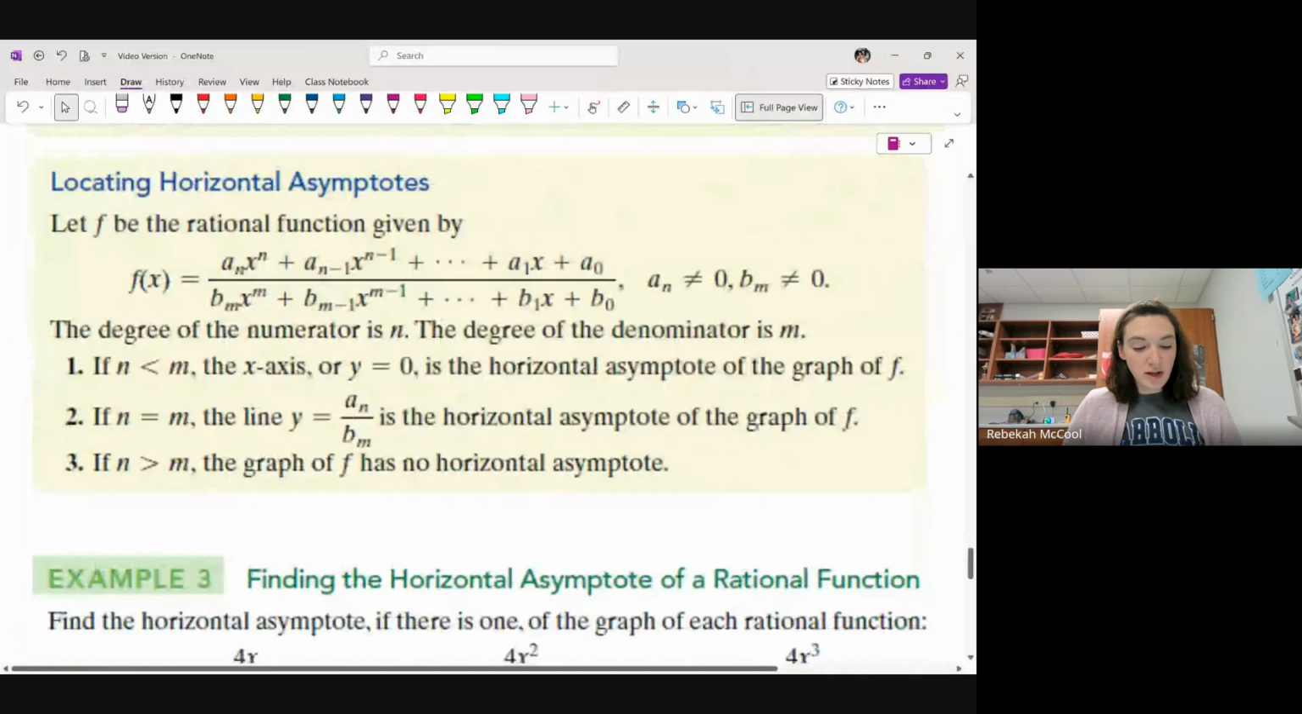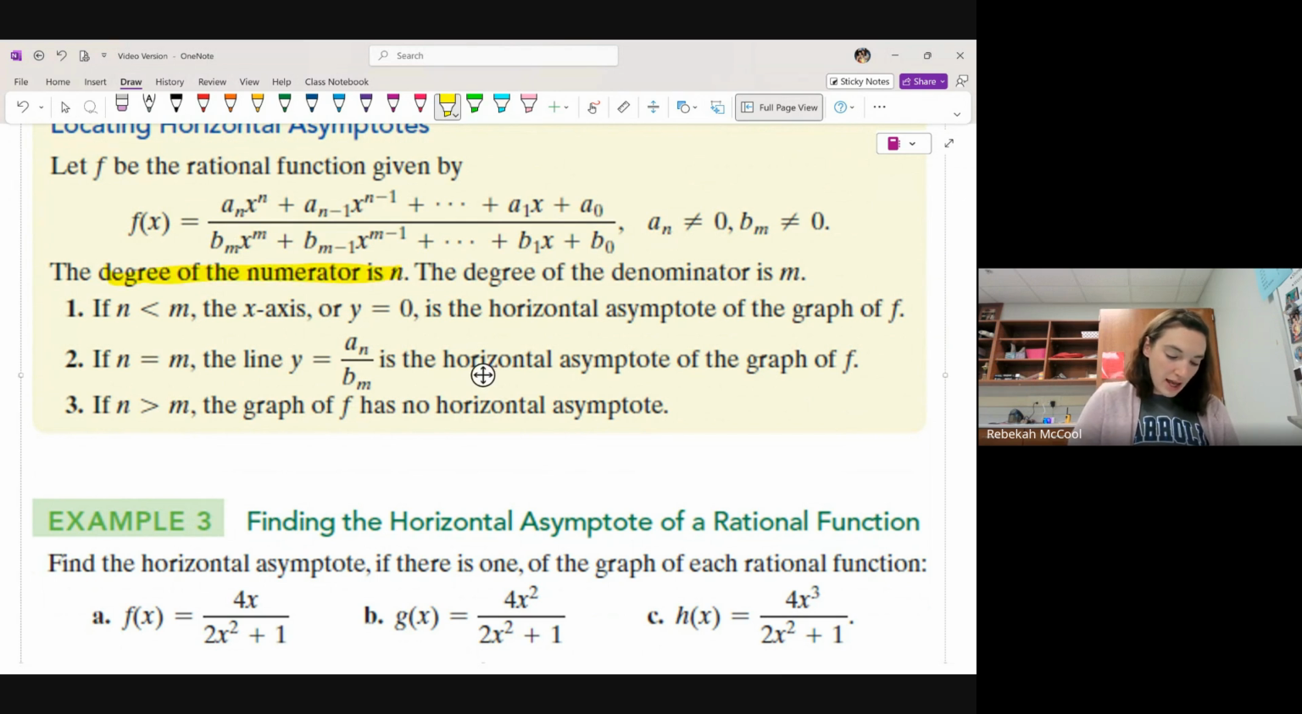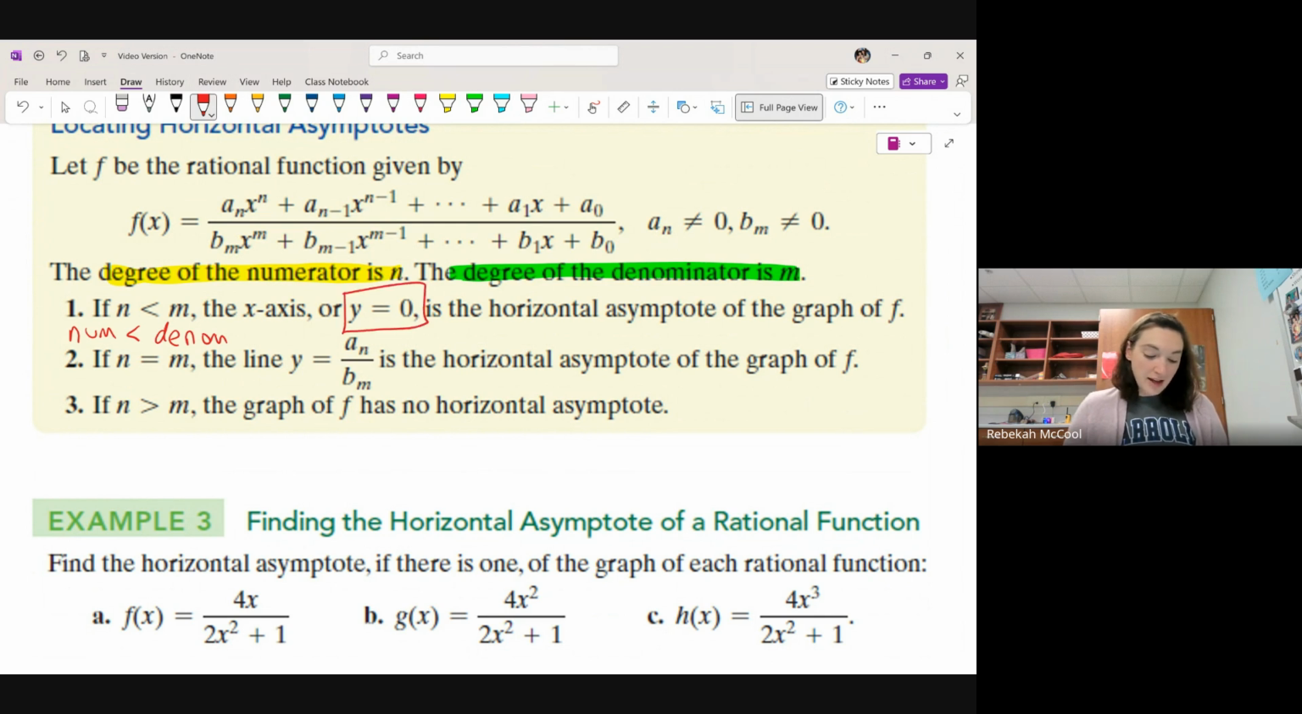So how do we find horizontal asymptotes? The key lies in the degree. The degree of the numerator is n, and the degree of the denominator is m. So we're always going to be comparing the degree. If n is less than m, so if the numerator has a smaller degree than the denominator, then the x-axis, or y equals 0, is going to be the horizontal asymptote.